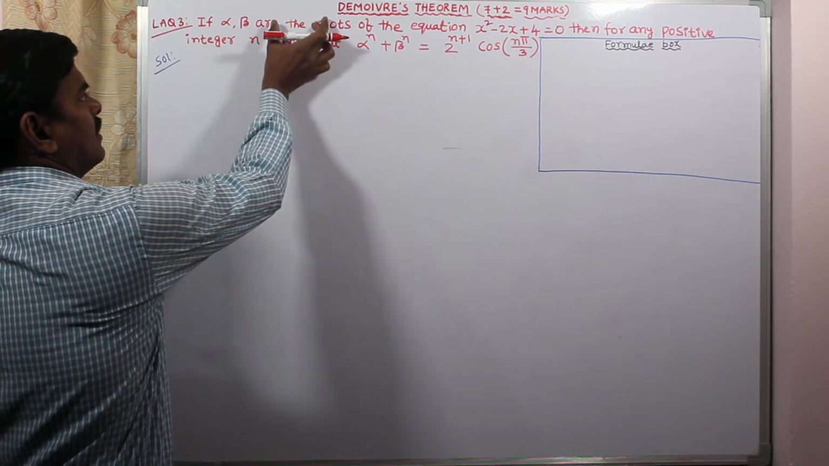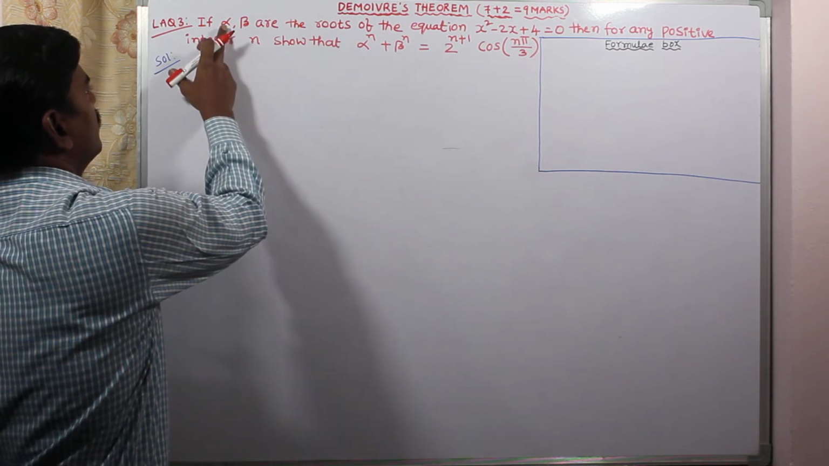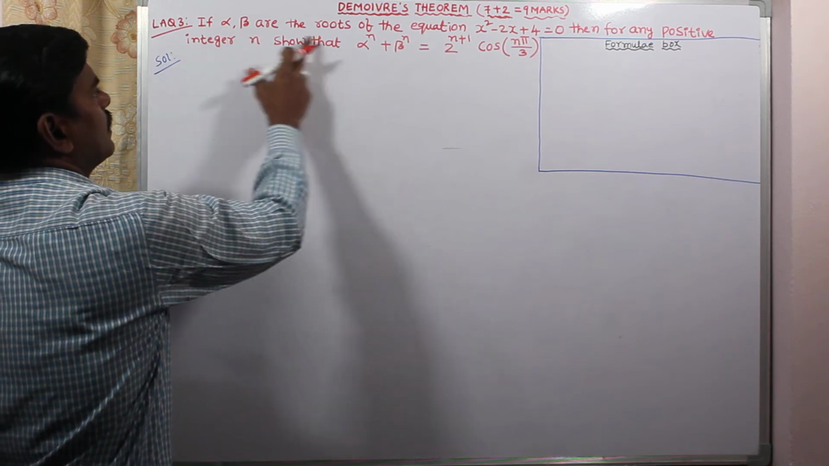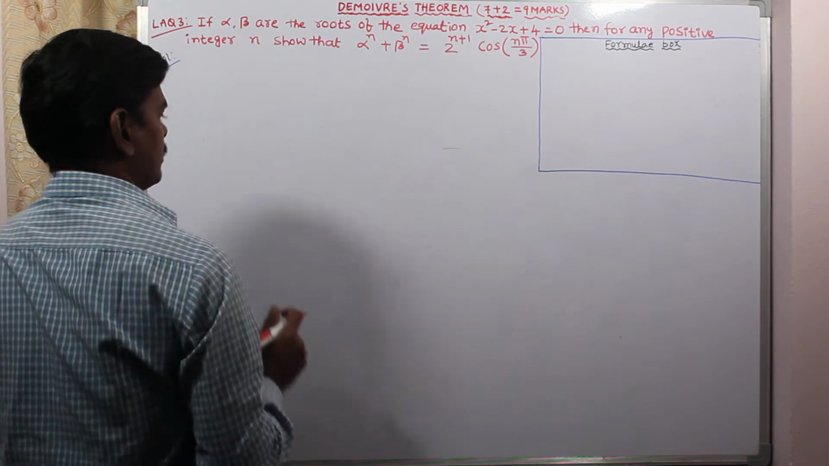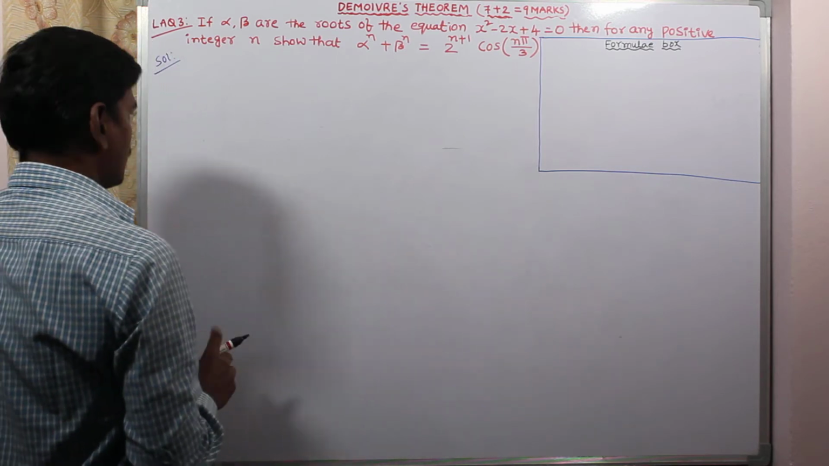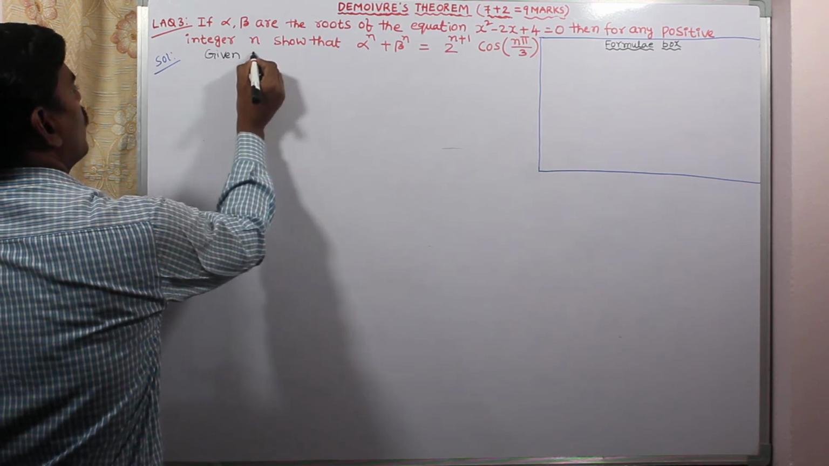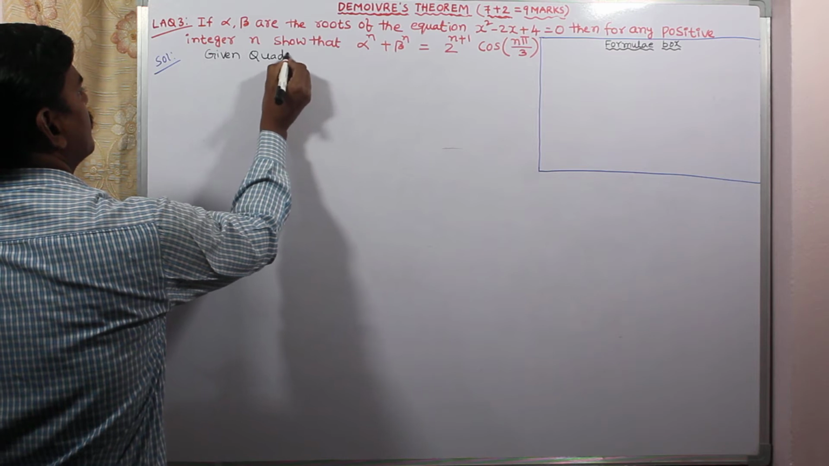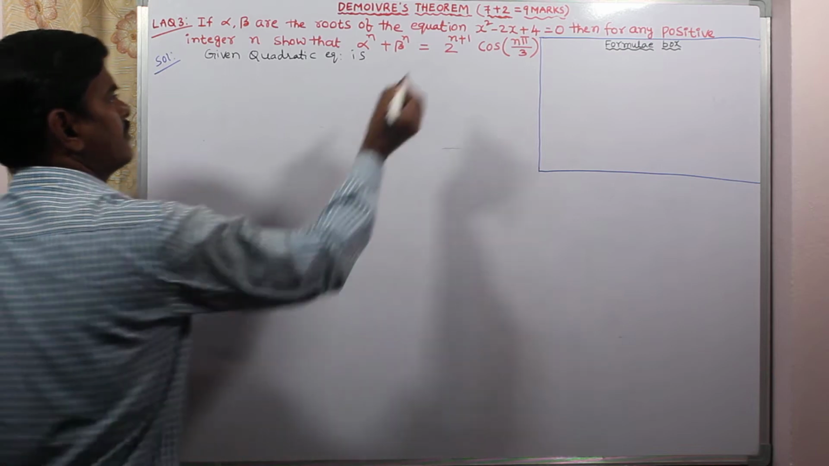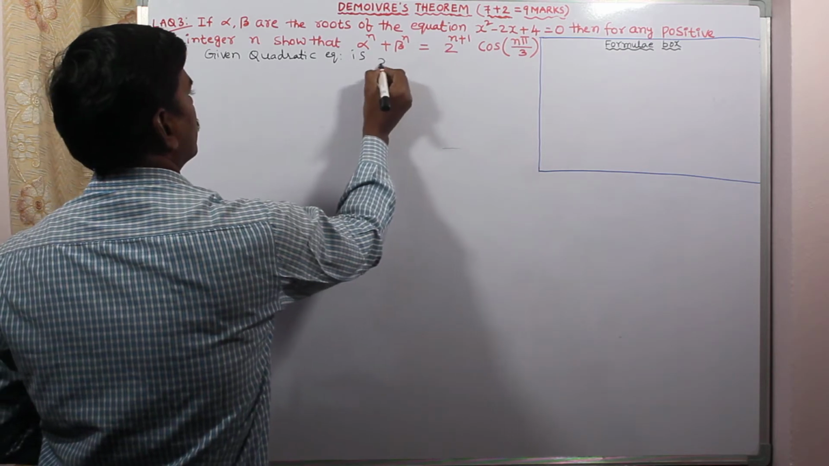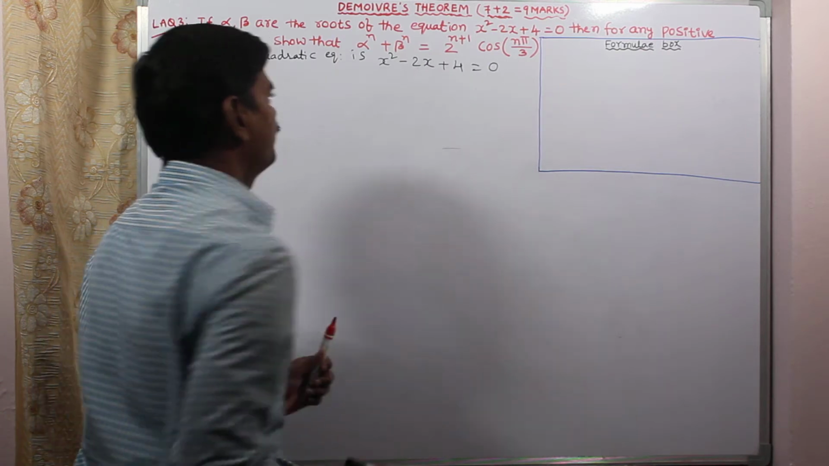So, by using the given data, we can get the required proof. We have given that alpha, beta are the roots of this quadratic equation. Let us write the given data first. Given quadratic equation is x square minus 2x plus 4 equals 0.